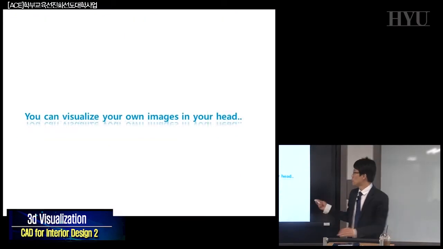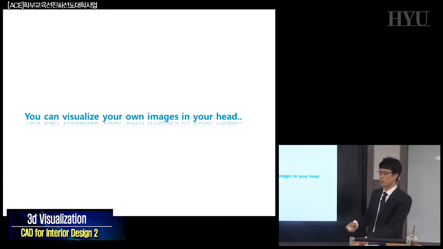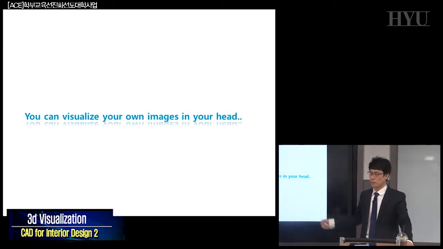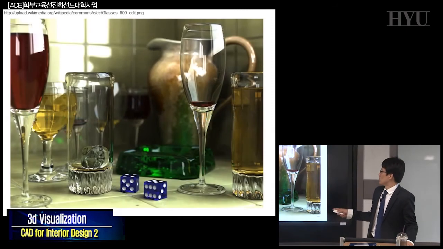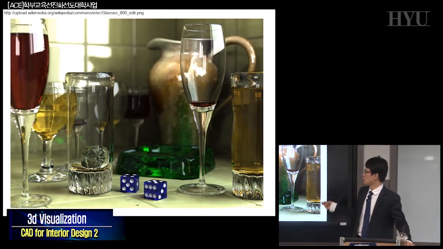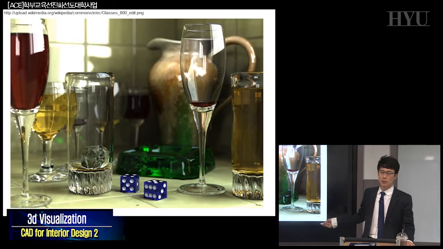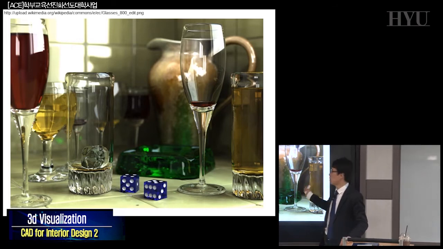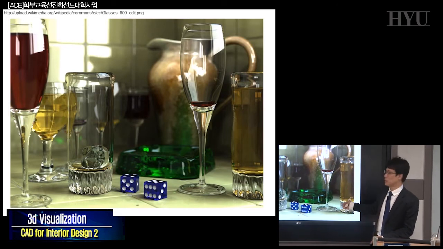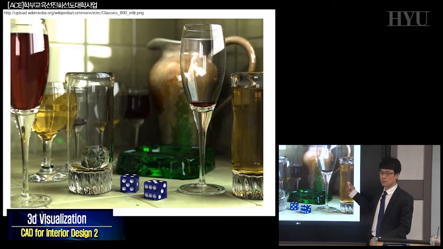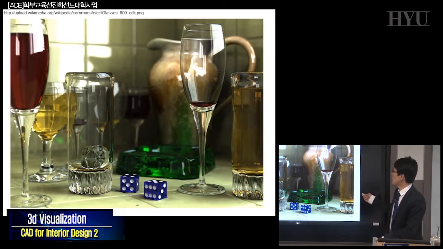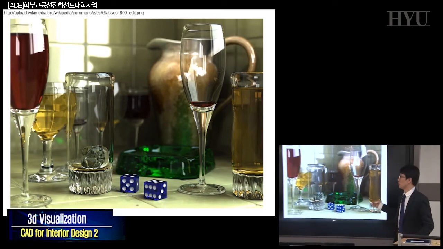Okay. You can visualize your own images in your head, in your brain. Whatever you thought, whatever you brought up right now, you can express it, you can represent it by hand, by computers, by any type of method, so-called medium, that I mentioned today. Something like this. This is a sort of famous picture, courtesy of Wikipedia. Take a look at this picture. You can make something exactly or closely the same as this image using 3D Max and V-Ray. This is not a picture. This is 3D rendering. I didn't do that. So this is a famous picture which shows you realistic, photorealistic rendering.